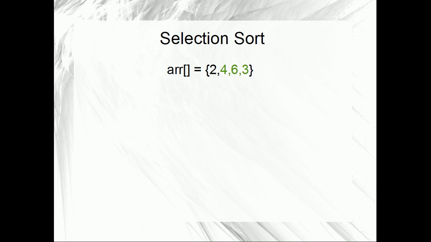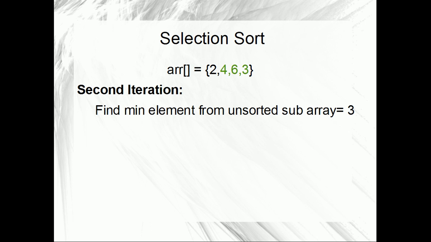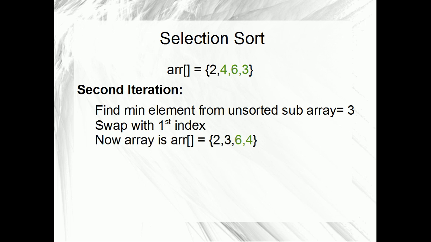Now we have an array 2, 4, 6 and 3. The unsorted array is 4, 6 and 3. So in the second iteration, we will find the minimum element from the unsorted array, which is 3, and we will swap 3 with the first index. Now the array will be 2, 3, 6 and 4.